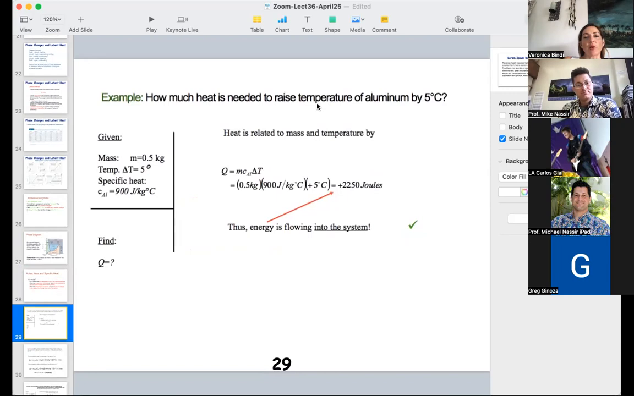How much heat is needed to raise the temperature of aluminum by 5 degrees Celsius? So here is provided the mass of 0.5 kilogram. The temperature change delta T we said is 5 degrees Celsius. The specific heat of aluminum is 900 joules per kilogram per Celsius. So we use Q is equal to MC of aluminum delta T. So 0.5 kilogram times 900 joules per kilogram per Celsius. And here delta T is positive 5 degrees Celsius. So we need to provide to the system 2,250 joules.